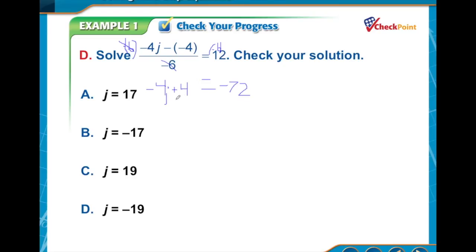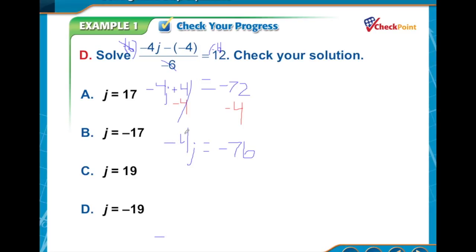So this plus 4 is just hanging here. We can easily subtract that away. So I will subtract 4 from both sides. We have to do the same thing to both sides always. So this will cancel out. We'll get negative 4j. On the right, if you have negative 72, you take away 4 more, you get a negative 76. Good, so we're making good progress.